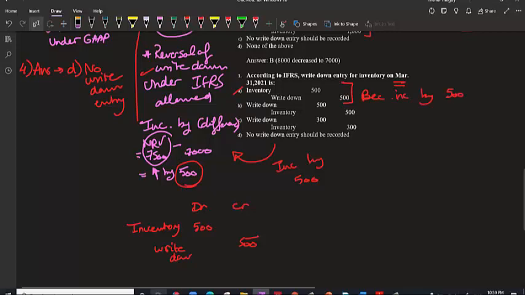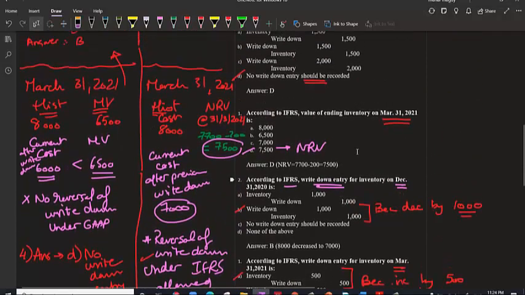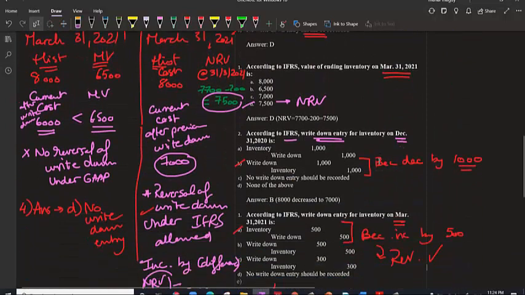And the reversal under IFRS is allowed, while if we refer back to GAAP, reversal is not allowed. So if there is an increase, we can't reverse back the write down.